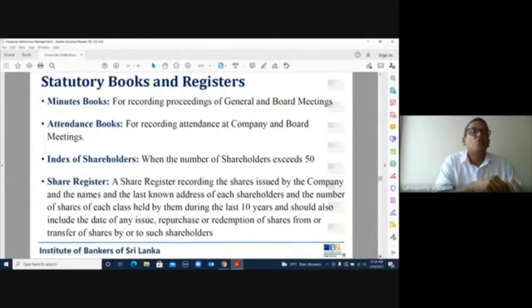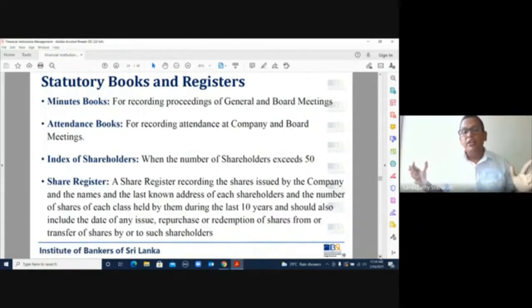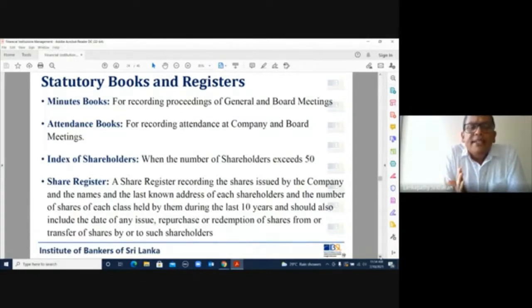Share register, which we have already discussed, is a register recording the shares issued by the company, the names and last known addresses of the shareholders, and the number of shares of each class held by them during the last 10 years. It should also include the date of any issue, repurchase or redemption of shares, or transfer of shares by or to such shareholders. So all these share-related things have to be recorded in the share register.